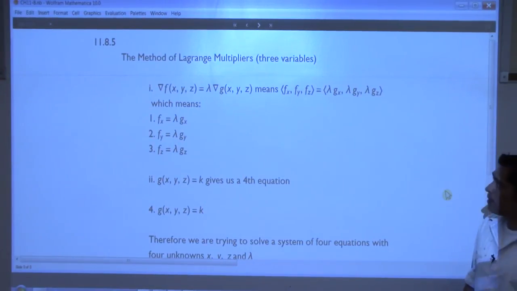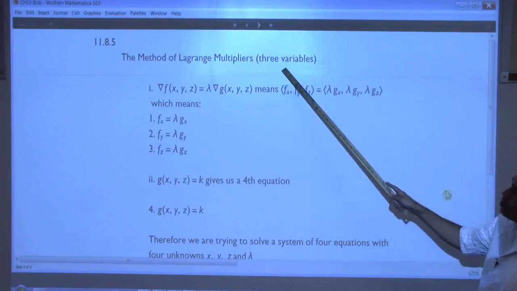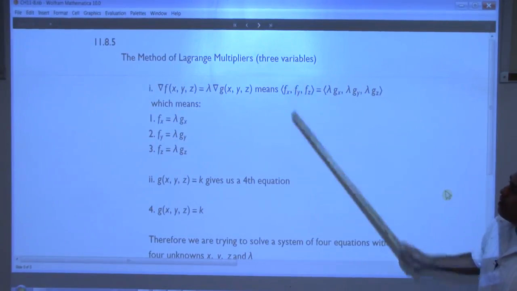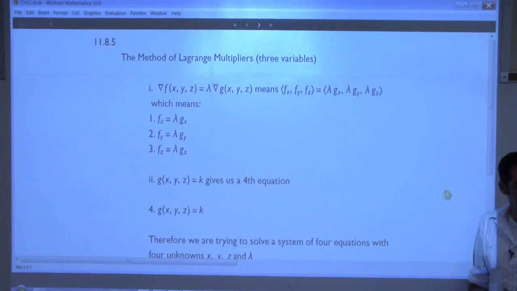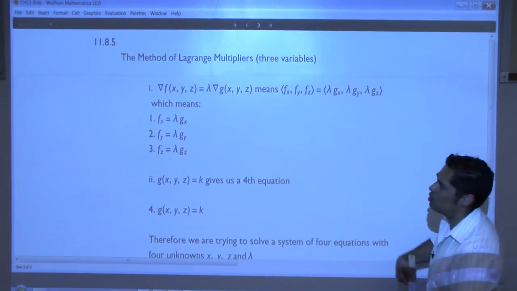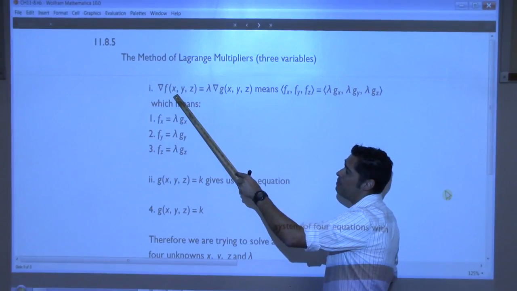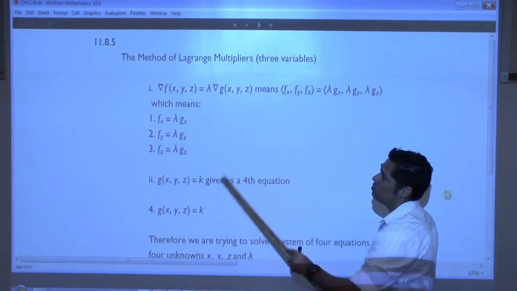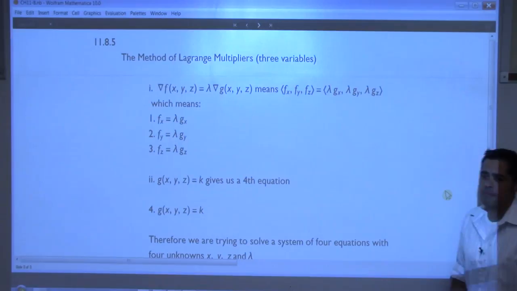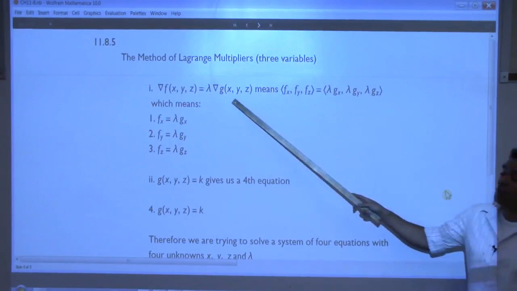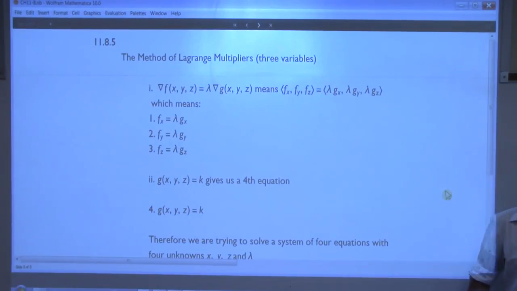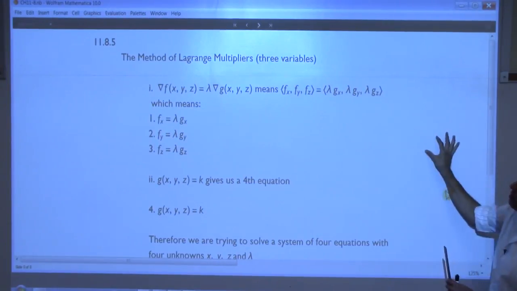So where I'm going to pick up is when we have a function of 3 variables, how it is that we can find the maximum or minimum. So what we do is we take the gradient of the function we're trying to find the maximum and minimum of, and we set it equal to lambda, which is some constant, times the gradient of g, where g is the constraint equation solved, like you get the constant on one side.